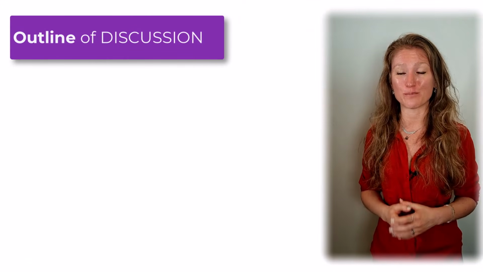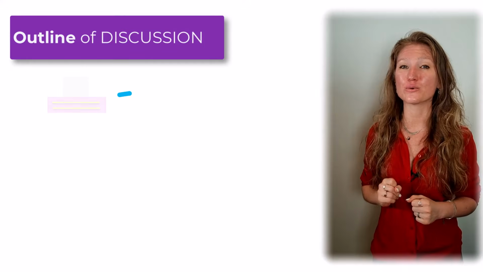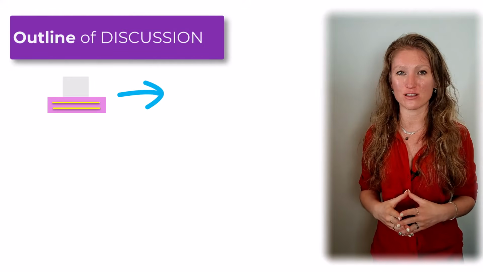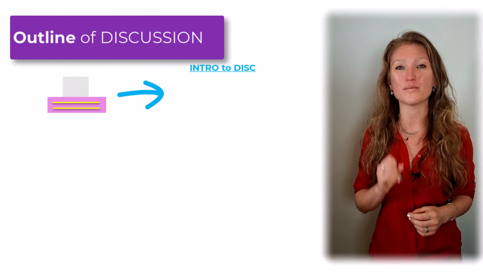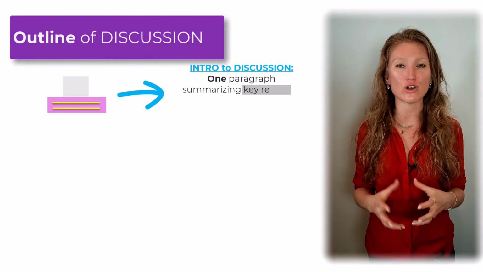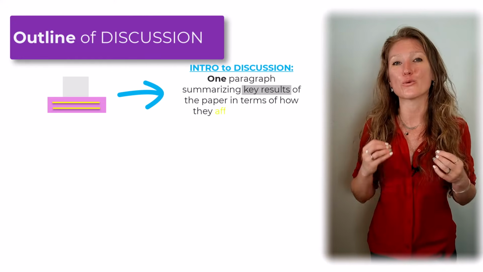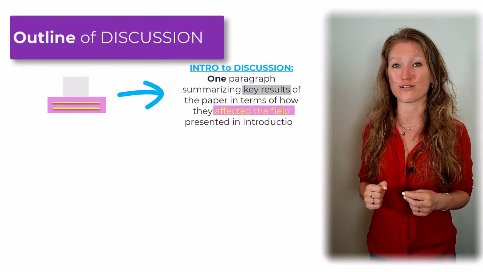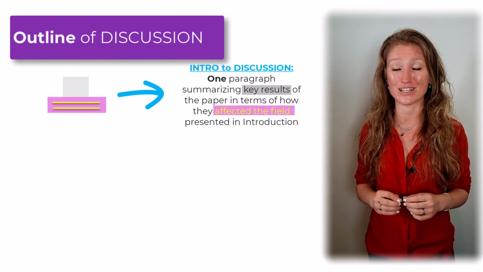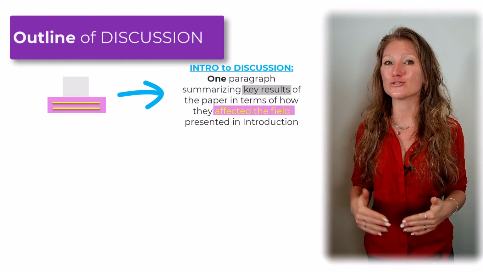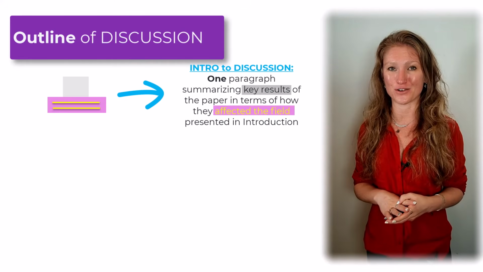And so that is the structure of your discussion section. To quickly recap, it's going to start with that introduction to the discussion, which is going to be one paragraph summarizing the key results or findings of your work and relating them to the edge of current knowledge that existed when you conducted this study. In other words, how did your work directly affect that edge of current knowledge?